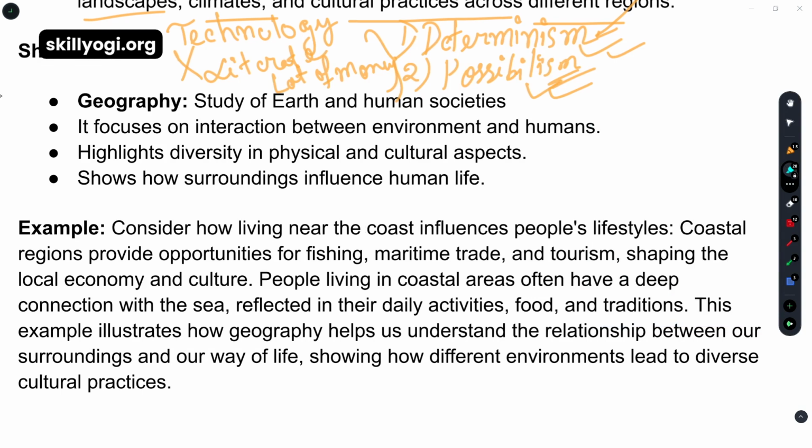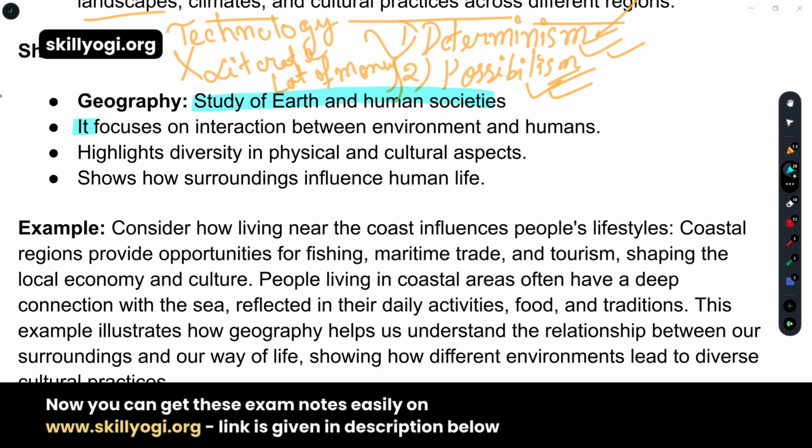First, we have learned geography, the study of the earth and the human societies. Before this class, we also knew geography only as the study of the earth and the explanation of the earth's surface. But it's not like that. It also examines human societies.